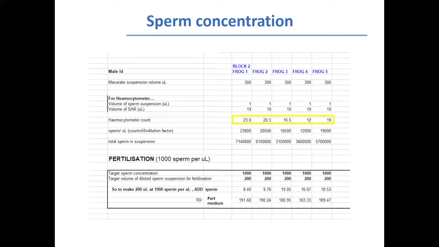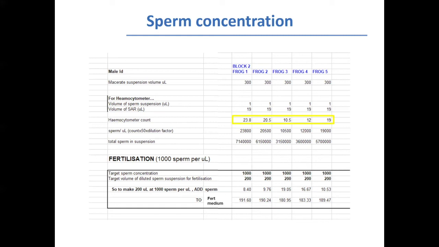your target sperm concentration per fertilization tray and target volume of fertilization medium, both of which must be held constant, the spreadsheet can then be set up to determine the volume of sperm suspension and the volume of fertilization medium to add to each of your fertilization trays, shown in this mock spreadsheet just here.